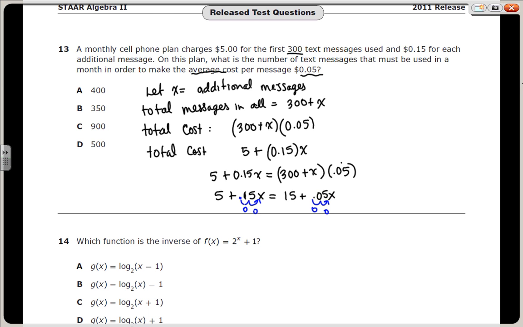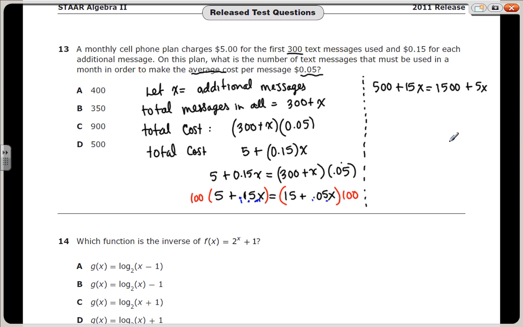So what I'm going to do is multiply both sides of my equation by 100, all right? So the left side, multiply by 100, and then the right side multiply by 100. This clears out the decimals so I can work with ease, okay? So on the left side, I'm going to have 500, and then 0.15 times 100 is just plus 15x equals 1500 when I multiply 100 times 15 plus 5x.